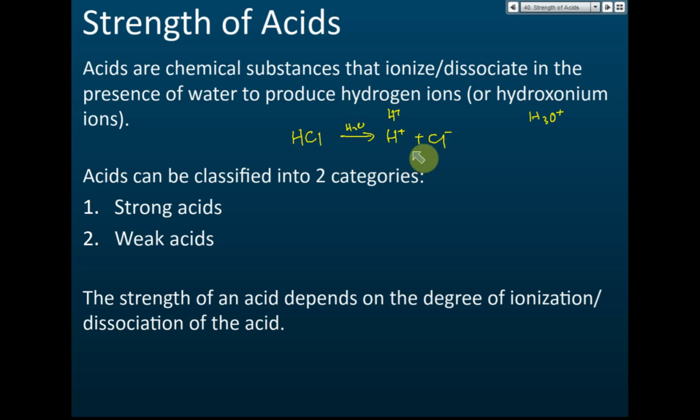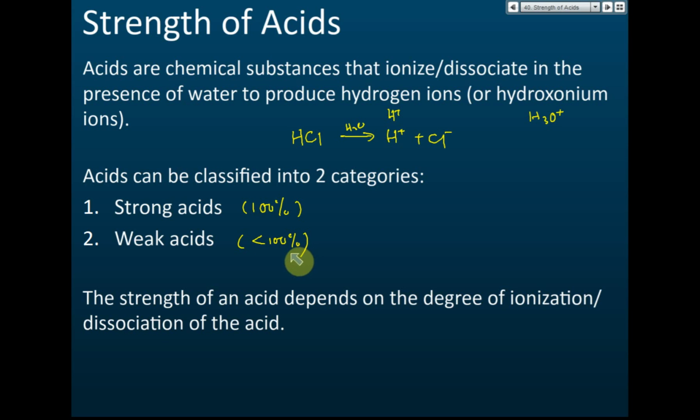Based on this, we can classify acid into strong acids and weak acids. And how do we classify it? We classify it according to the degrees of ionization. The strength of an acid depends on the degrees of ionization or dissociation of the acid. If it is 100% ionized, then it's a strong acid. If it ionizes less than 100%, maybe just 5%, sometimes just 10%, then it's a weak acid. That's the difference between strong acids and weak acids.